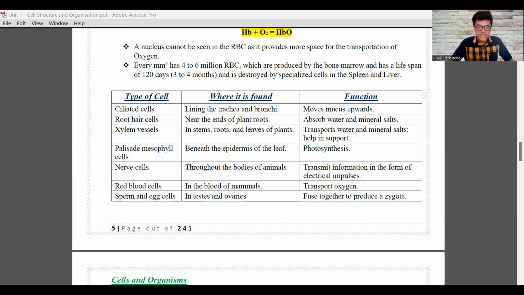Palisade mesophyll cells are found beneath the epidermis of the leaf, and their main function is photosynthesis. Nerve cells are found throughout the body of all animals, and their function is to transmit information in the form of electrical impulses. Red blood cells are found in mammals for the transportation of oxygen. Sperm and egg cells are found in testes and ovaries, respectively. These two fuse together to form a zygote.